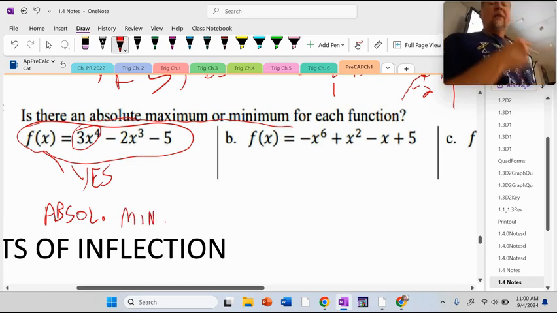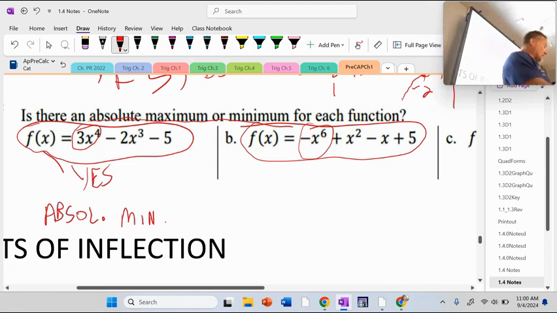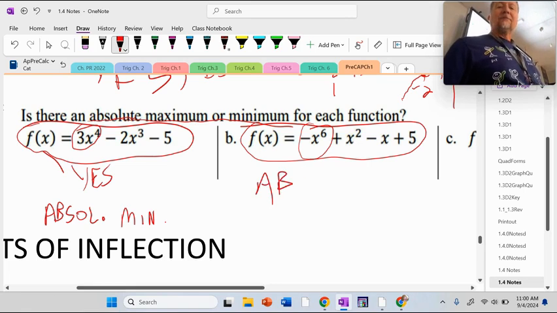Keep answering, and then just make your corrections. Okay, yes or no on this one. By the way, that was the reason. Yes or no on this one. 3, 2, 1, go. Yes. Why? What's the degree, everyone? 6, but it's negative. Okay, so this goes like this. So what do I have? An abs max. I like that one.